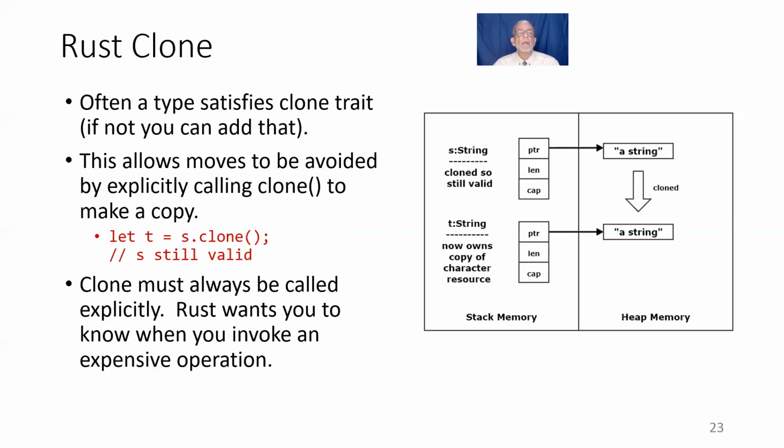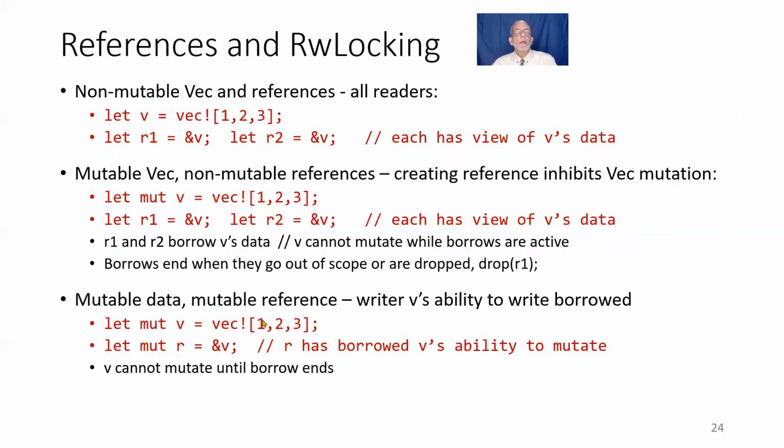So, okay. So that's copy, move, and clone. And by the way, the string class has a clone method, and the vector class has a clone method, and so on. And for your own types, you can create clone methods. You'll see me do that in a later video. Okay, so now let's get back to read-write locking.